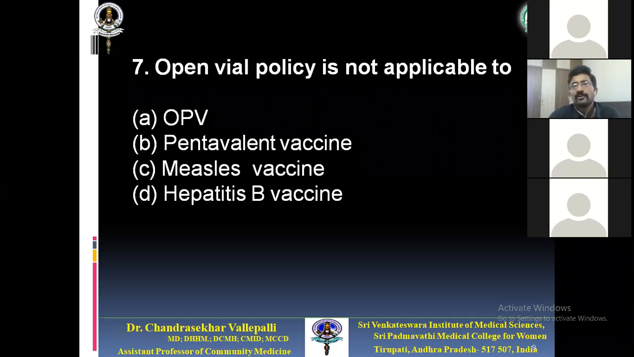7. Open vial policy is not applicable to which of the following vaccines? A, OPV, B, pentavalent vaccine, C, measles vaccine, D, hepatitis B vaccine. This might be covered. Measles.